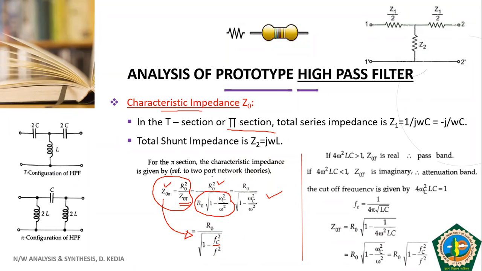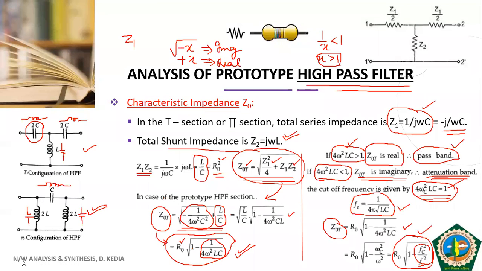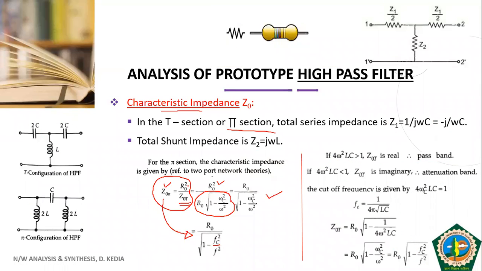So I think now you have got the catch that you need not memorize both Z naught T and Z naught pi. If you know the value of Z naught T, you can easily find out the value of Z naught pi by applying this simple formula. Okay. And the rest of the things are the same as we have seen in the previous slide regarding your pass band and your attenuation band. Okay, so this was your pi section.